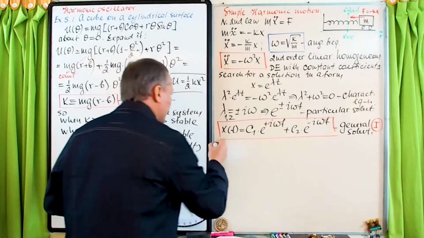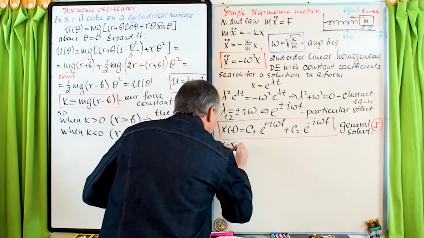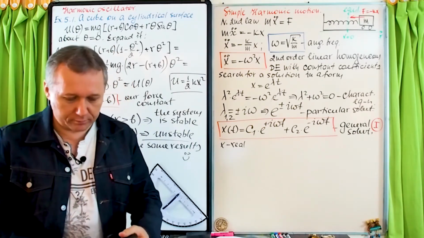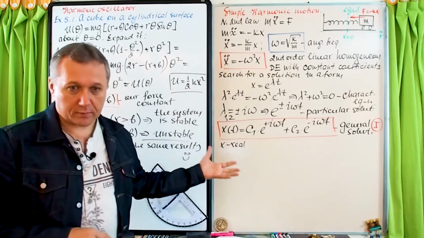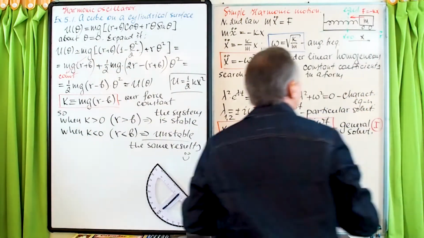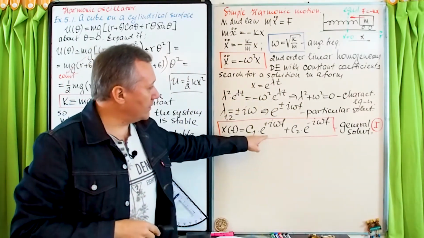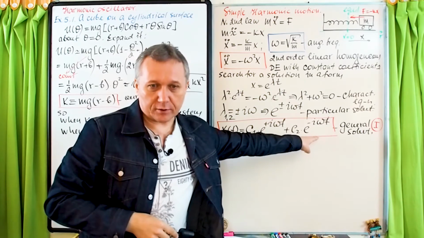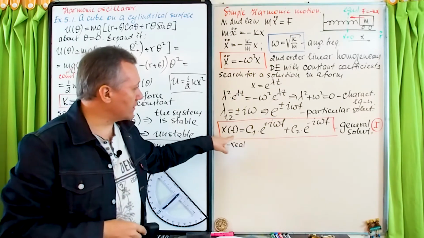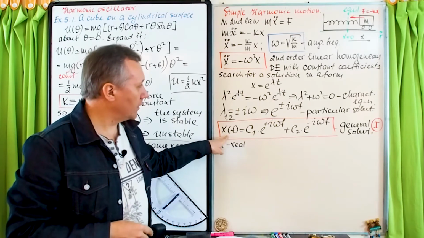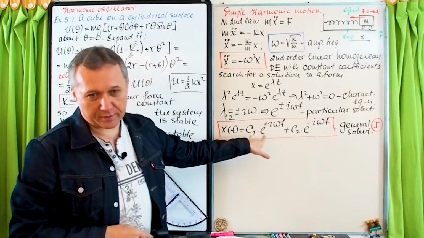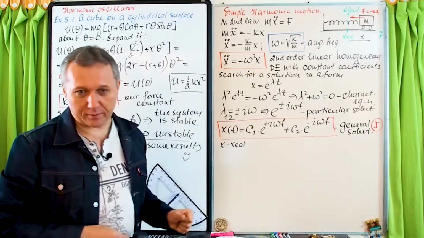X is real, because what is x? It's just a displacement from the equilibrium. It cannot be complex or anything. So here, that is our x. The exponential functions are obviously complex, and since here we have a real x, it means that c1 and c2 must be complex, so that the product of these complex things gives us a real result.